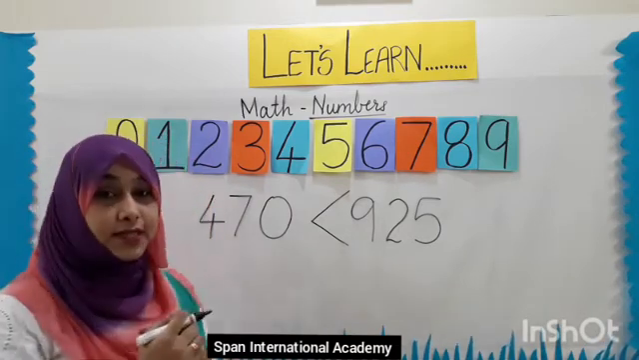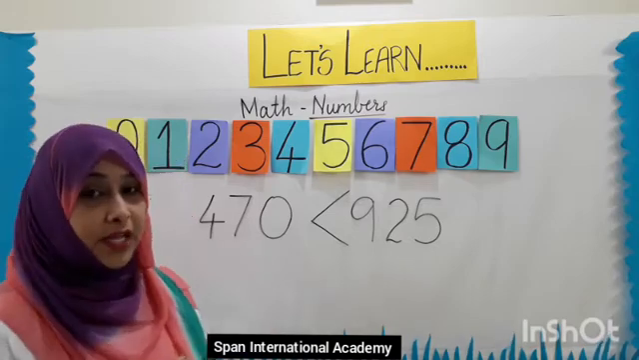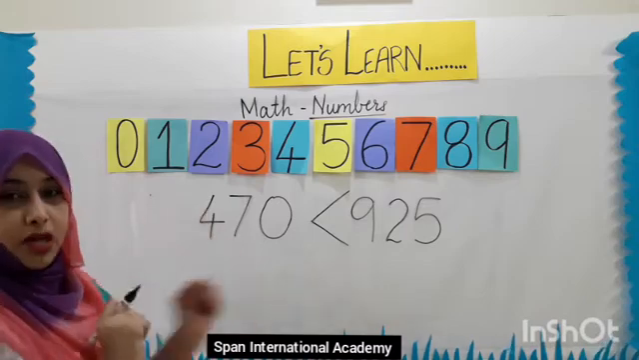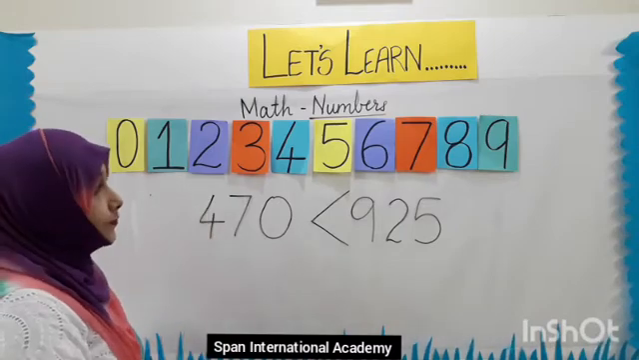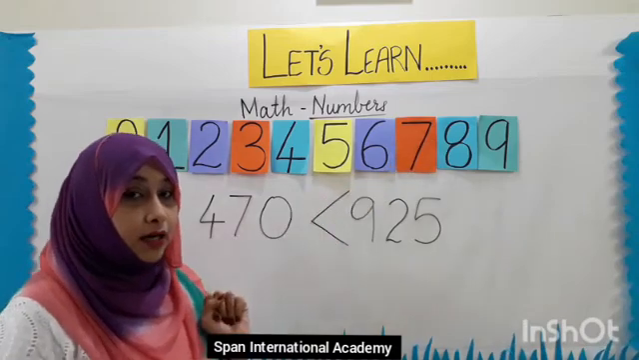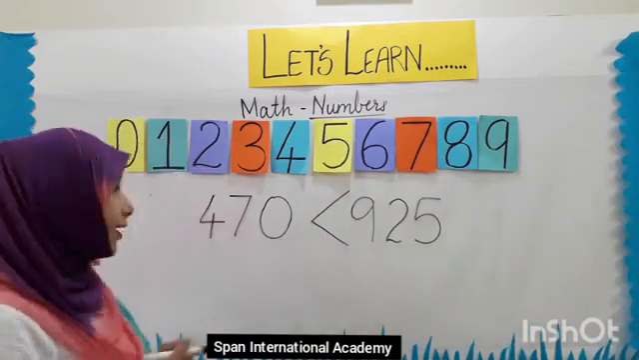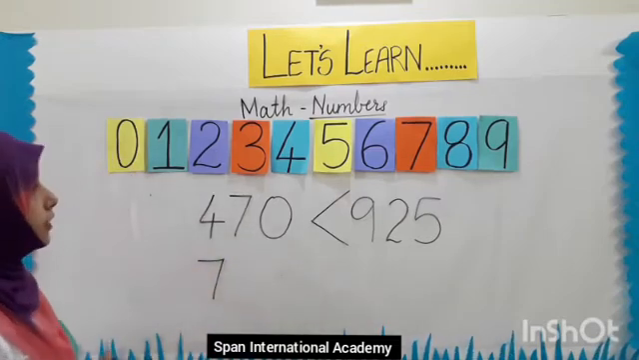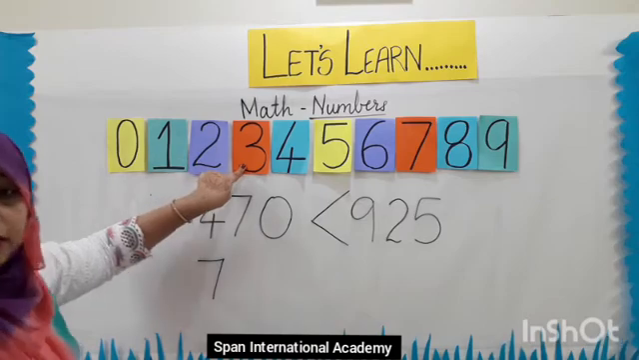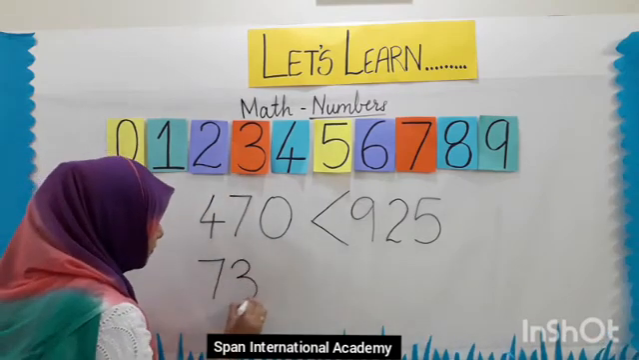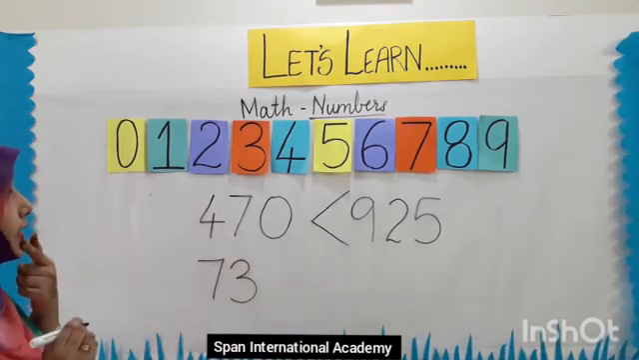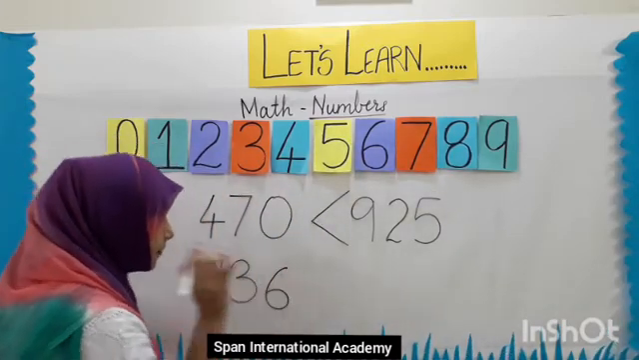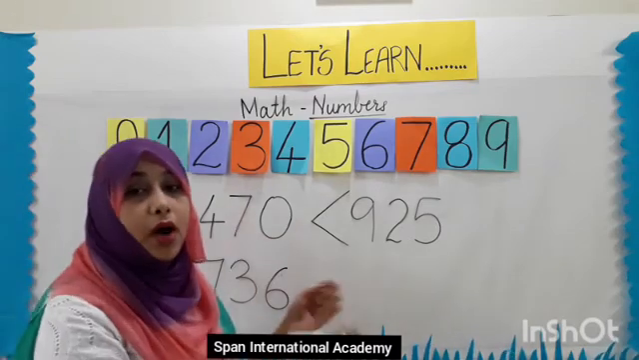Okay, let's form another 3-digit number. Let's see a few more examples. Which number should I take now? You want to take 7? Number in 700s now? Okay, we'll go for 7. Then I would take 3. And then let's take 6. Now I need to form one more.